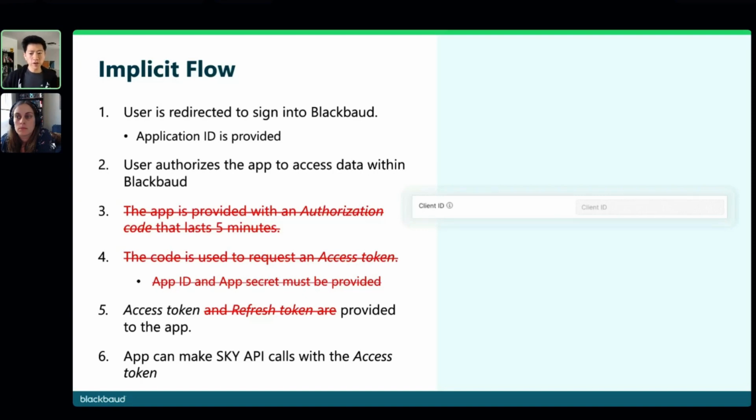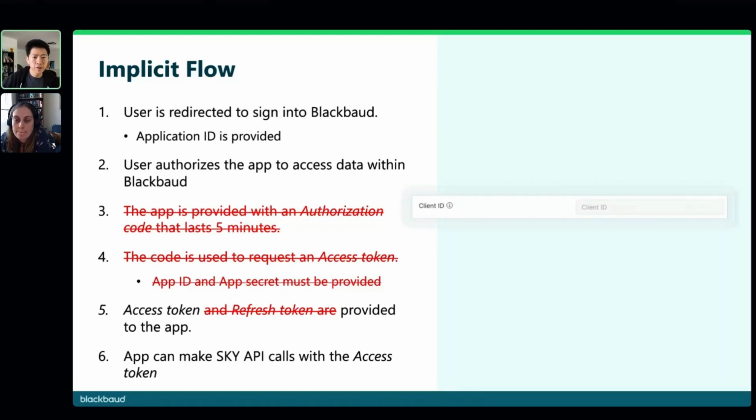After the user authorizes the app, the implicit flow actually just skips step 3. So the app doesn't get the code that has to be used in 5 minutes. There's no step 4 where that code is used to request an access token. Instead, after the user authorizes the app, the access token is just provided right after that step. There's no refresh token provided with the implicit flow. That access token expires after 60 minutes, which is a good thing because, again, it limits the time frame. After 60 minutes, the user will have to authorize again.